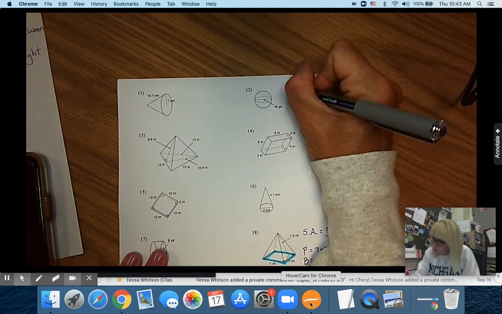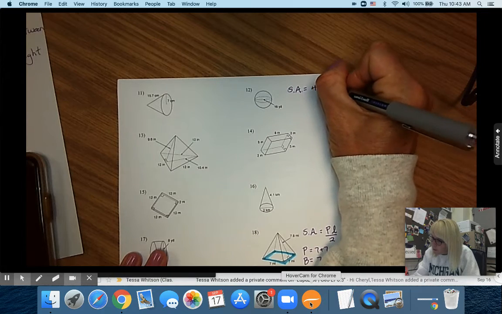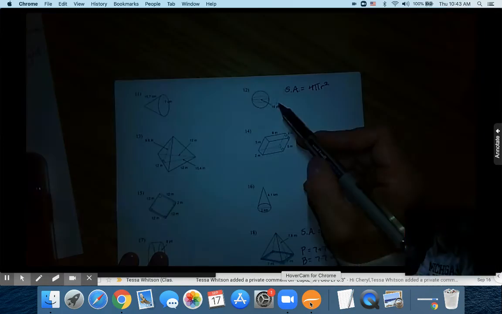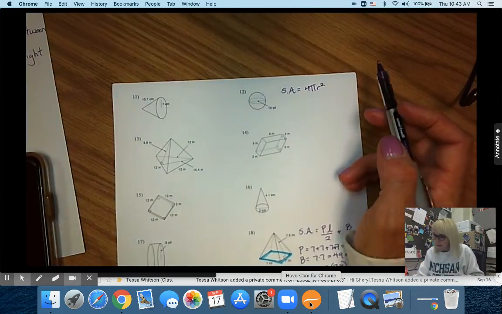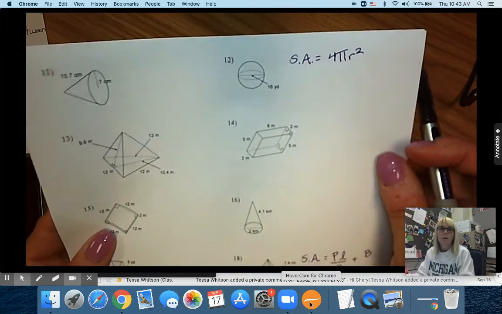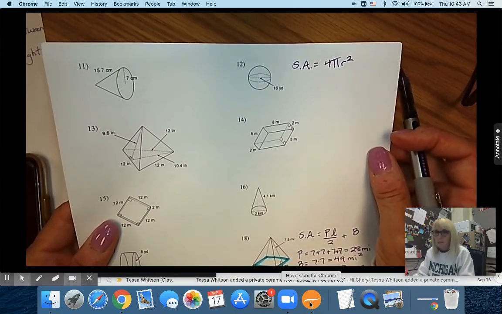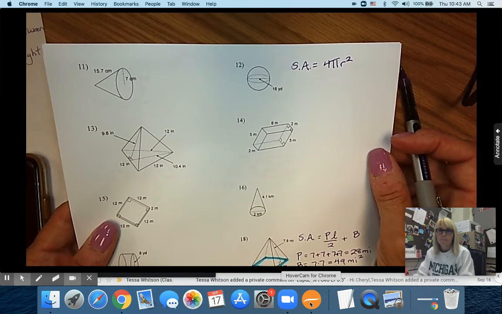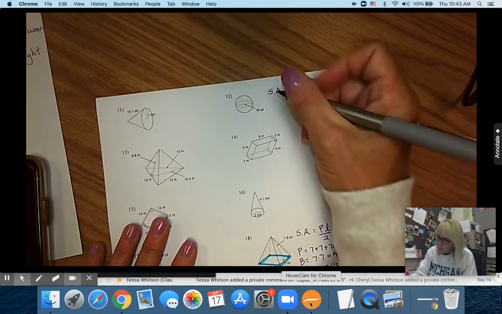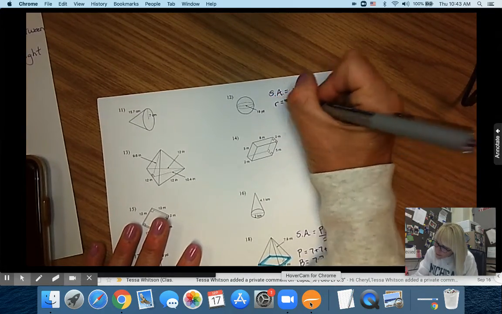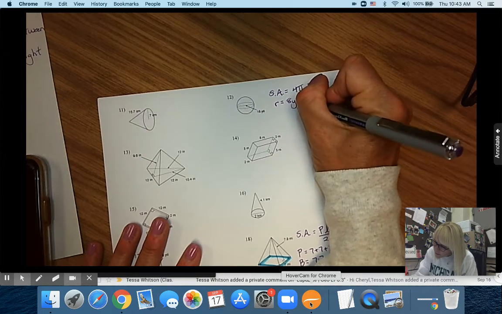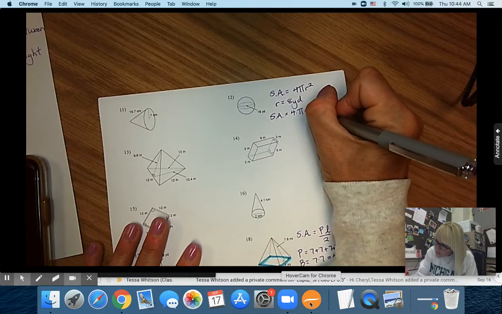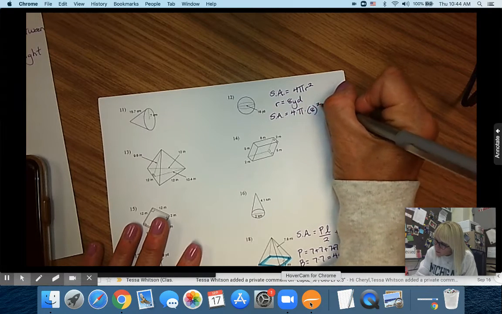Okay, so the formula for surface area of a sphere is 4 times pi times the radius squared. Again, this time they didn't give us the radius, they gave us the diameter. So I'm going to pause this and ask you, if the diameter is 16 yards, what would the radius of the sphere be? Okay, so if the diameter is 16 yards, the radius is half that length, or divide it by 2, or 8 yards.